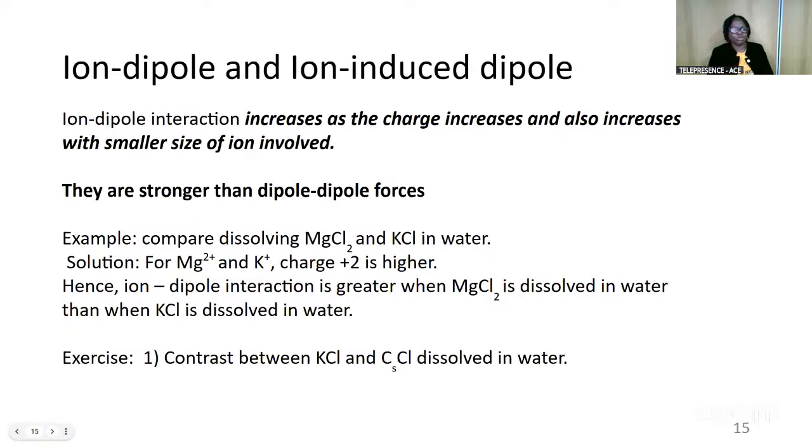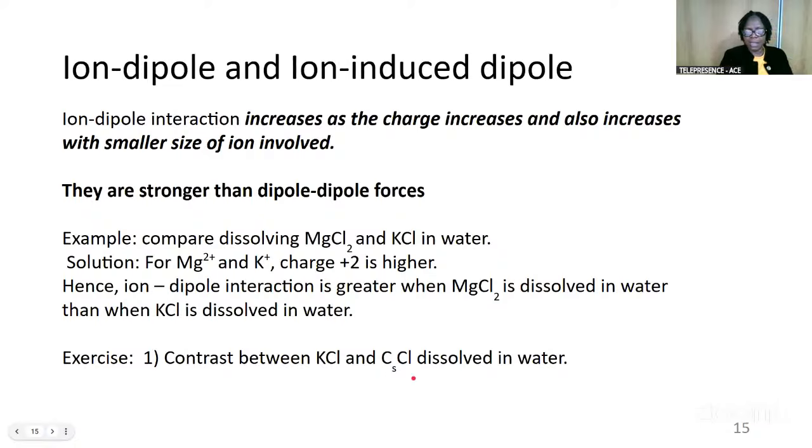And also you can have examples in magnesium chloride and potassium chloride. If you consider these two, you will see that magnesium will have a +2 charge, and potassium we have a +1 charge, and the charge +2 is higher. So the ion-dipole attraction will be greater in magnesium chloride when you dissolve it in water than when you dissolve KCl in water.